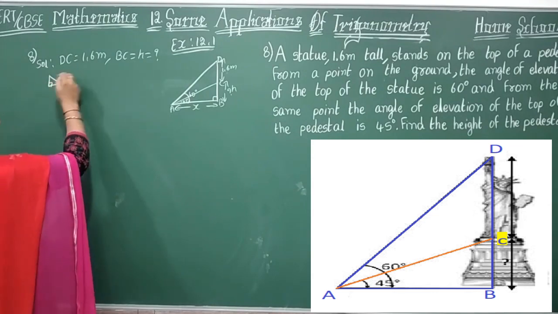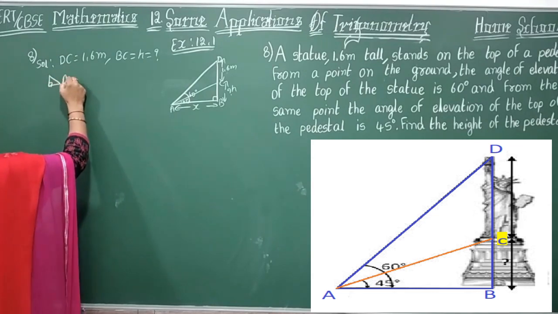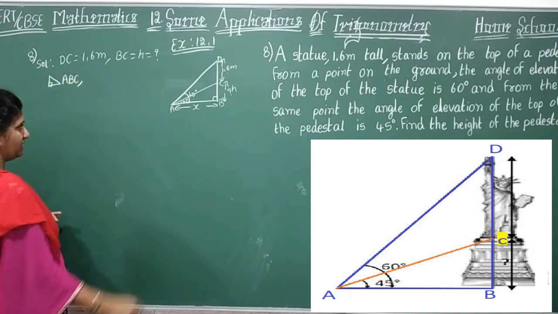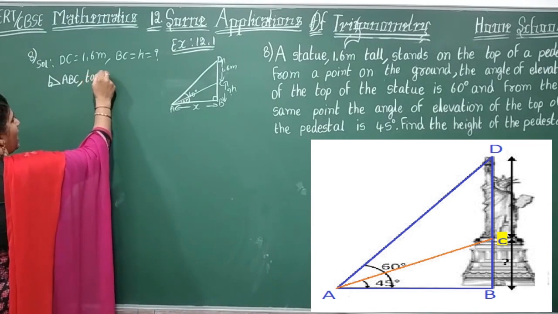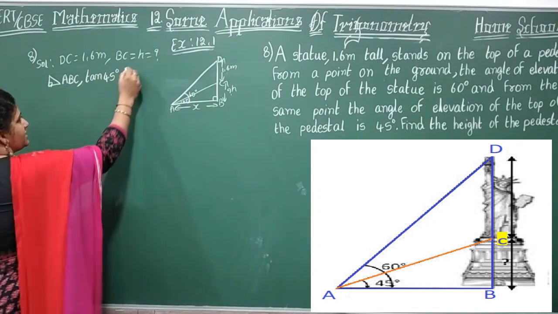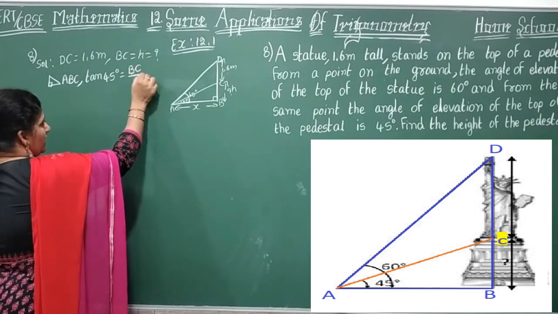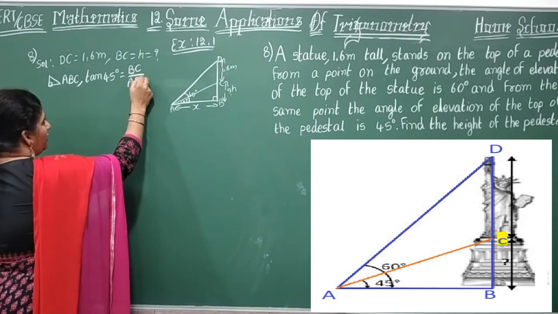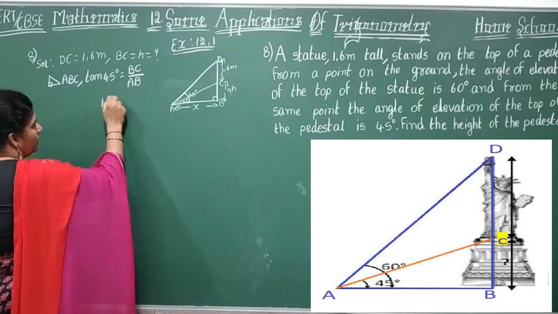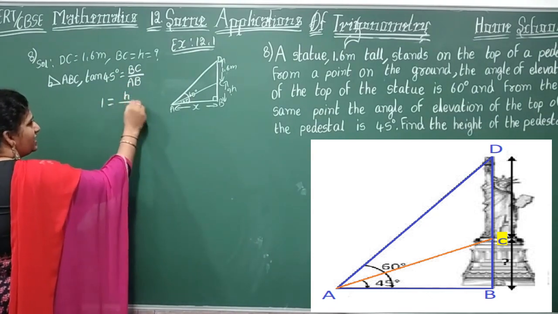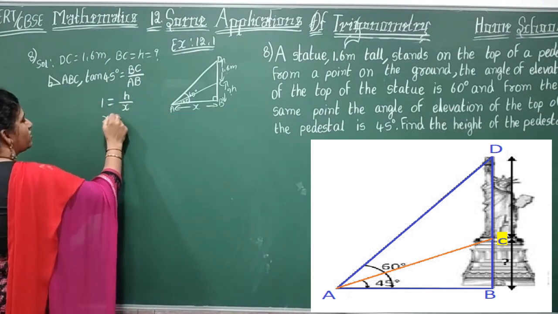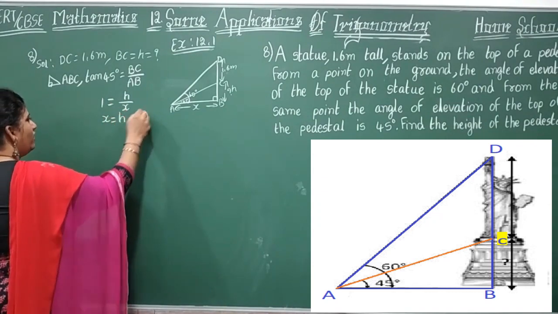So now, which right angle triangle will you take, children? First, the smaller one. That is right angle triangle ABC. What is the angle you have there? Angle of elevation, tan 45 degrees is equal to opposite, what is opposite? BC by adjacent AB. Tan 45 value, as you know, is 1. BC I have taken as H, AB I have taken as X. Cross multiply this. X is equal to H.